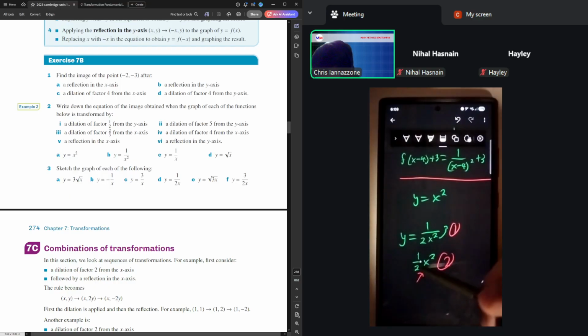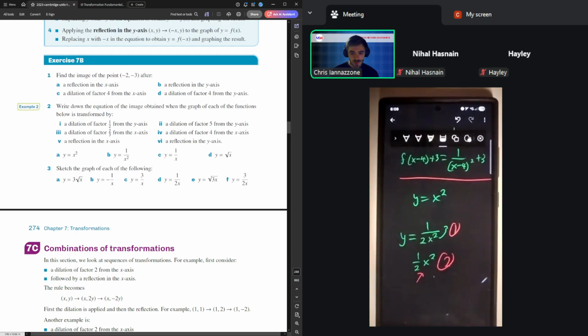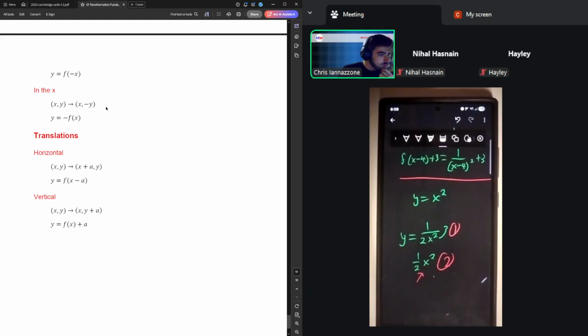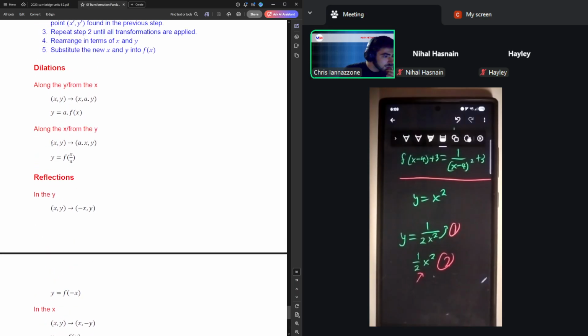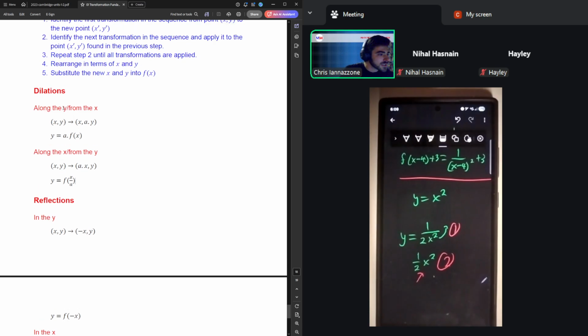Putting dilation factor of a half, normally we think of that as like a multiplier. What's being said specifically as from the y-axis matters quite a bit. If we look back at the screen share, from the y, if we are going to just shove it directly into the function, from the y is this shortcut here. So basically every x is going to be replaced with x divided by a, where a is that factor. The one you've identified would be from the x or along the y.